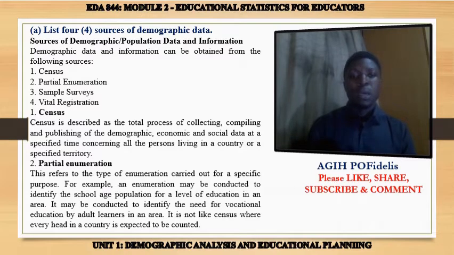Now, partial enumeration. This refers to the type of enumeration carried out for a specific purpose. For example, an enumeration may be conducted to identify the school-age population for a level of education in an area. It may be conducted to identify the need for vocational education by adult learners in an area. It is not like census where every head in a country is expected to be counted.